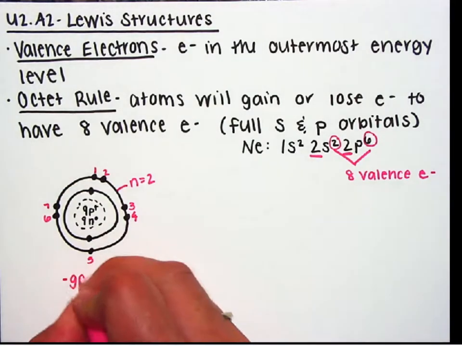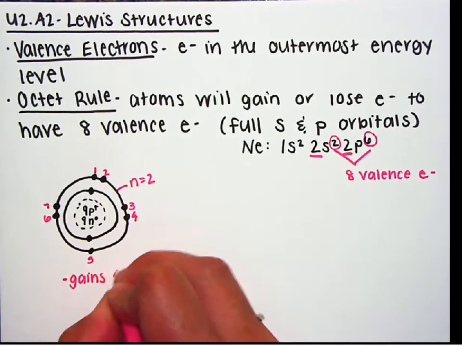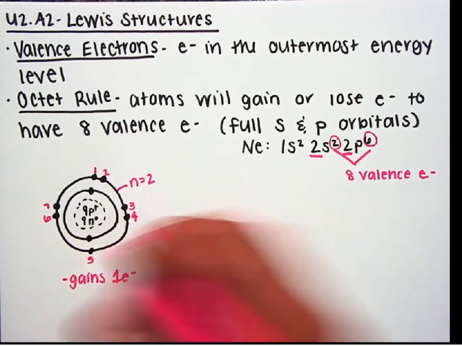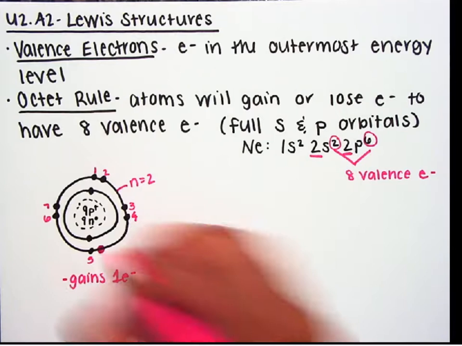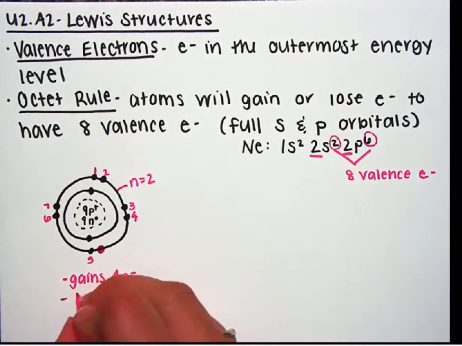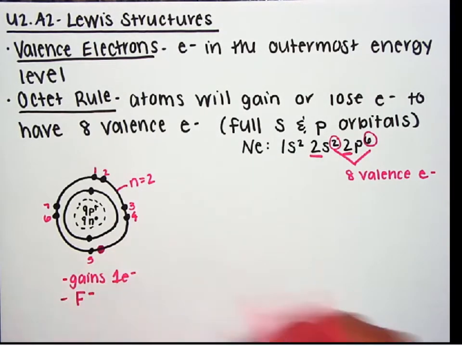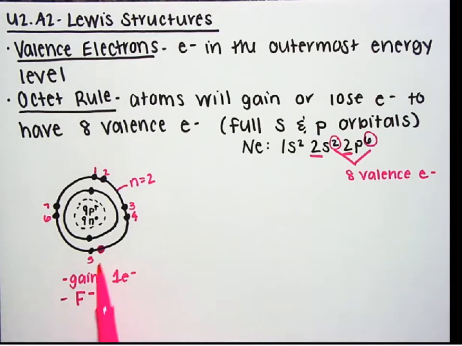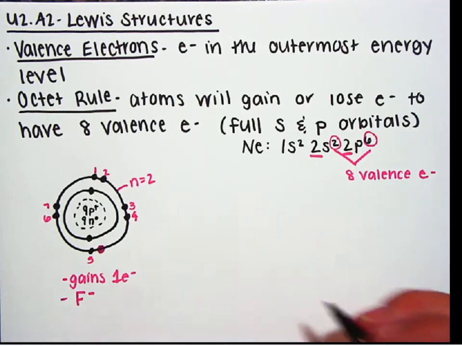So fluorine gains 1 electron. That's why fluorine always has a charge of -1. The reason that fluorine always gains 1 electron is because it has 7 valence electrons. It needs to follow the octet rule. It wants 8 electrons.